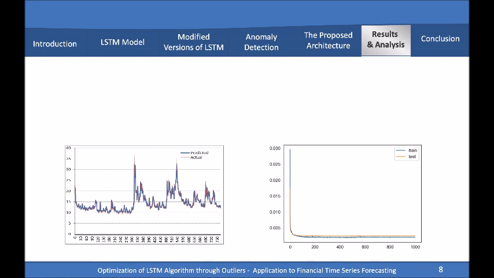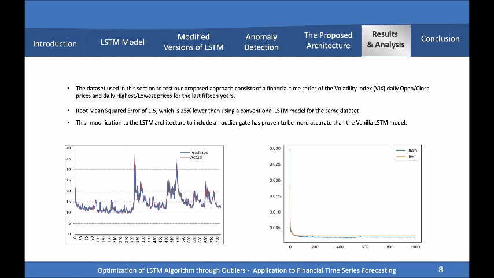In this section, we are going to present our results and analysis, where we have applied our newly proposed architecture to a financial time series dataset. The dataset that we used consists of financial time series of the volatility index VIX, daily open and close prices, and daily highest and lowest prices for the last 15 years. When running the new modified LSTM architecture, we got a root mean square error of 1.5, which was 15% lower than a conventional LSTM model for the same dataset. This modification of the LSTM architecture, i.e. to include an outlier gate, has proven to be more accurate than the vanilla LSTM model.